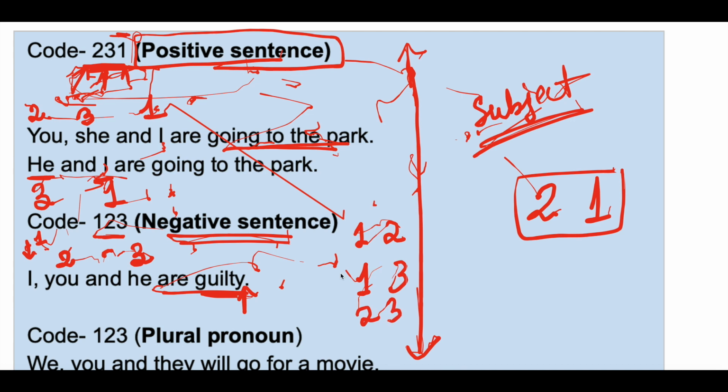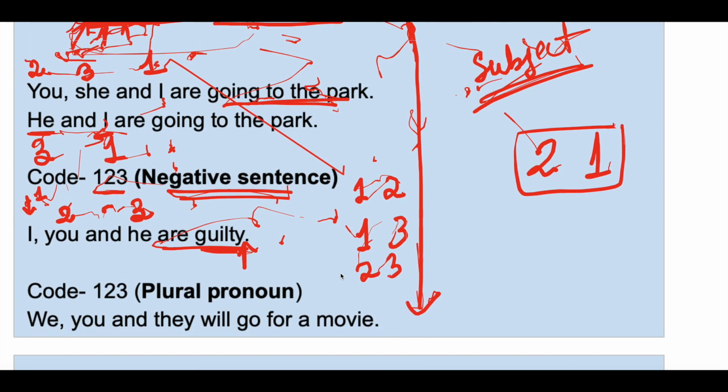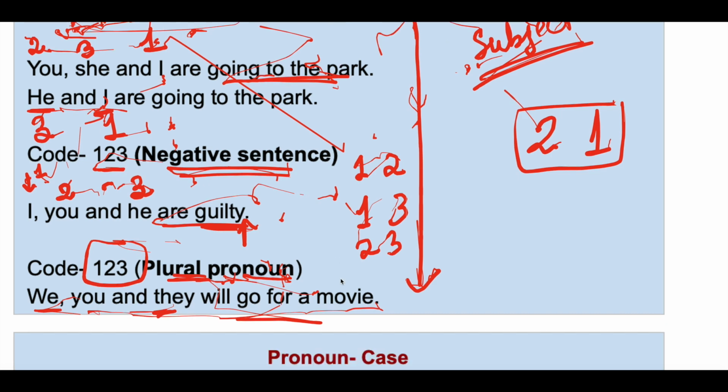Okay. Now for plural pronouns. Now if the pronouns are plural, or if any one pronoun is plural, then also the code will be 1, 2, 3. We, you and they will go for a movie. So we, they, these are plural pronouns. That's why 1, 2, 3 has been used. And this rule is applicable for all plural pronouns, irrespective of the fact whether the sentence is positive or negative.